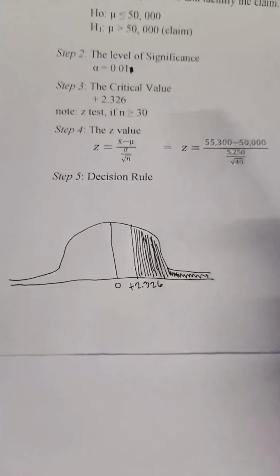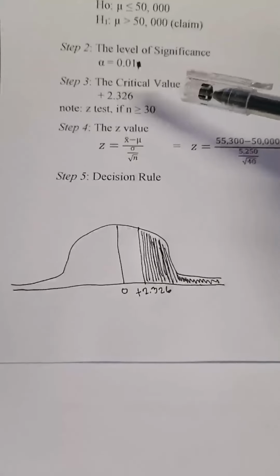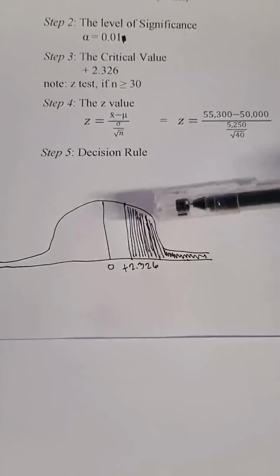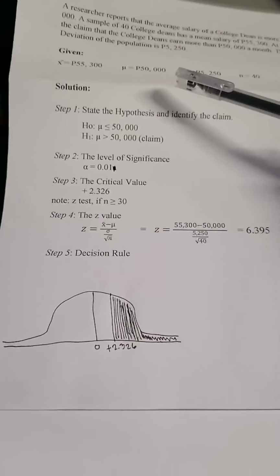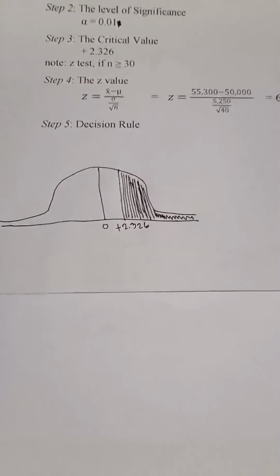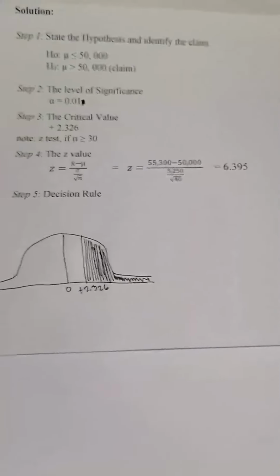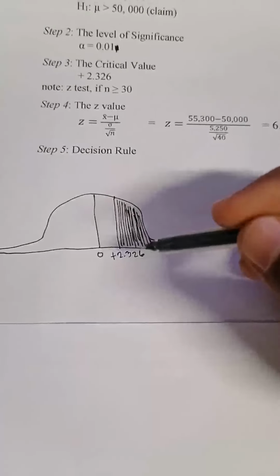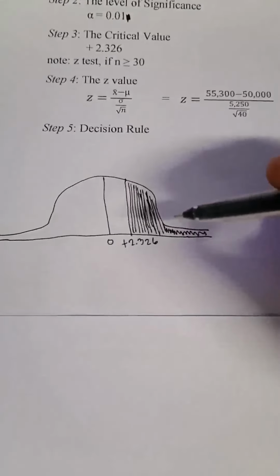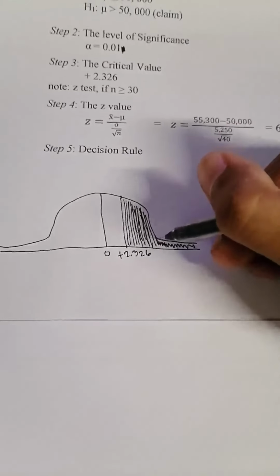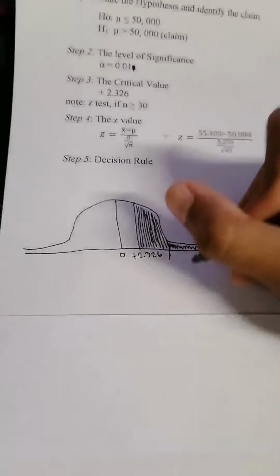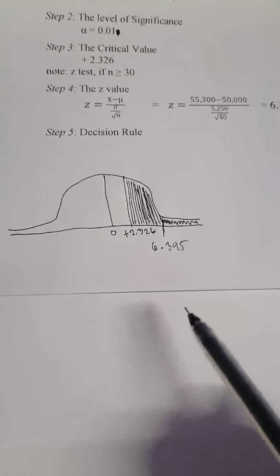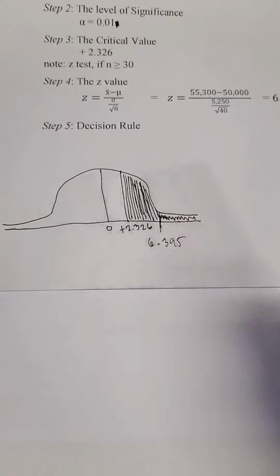Step 5 is the decision rule. Since our critical value is positive 2.326, we'll put it here and shade the right tail since it is more than, or greater than, from our problem. After that, since our z value is positive 6.395, it is somewhere here, beyond 2.326. Since our 6.395 is inside our rejection region, therefore our null hypothesis is rejected.